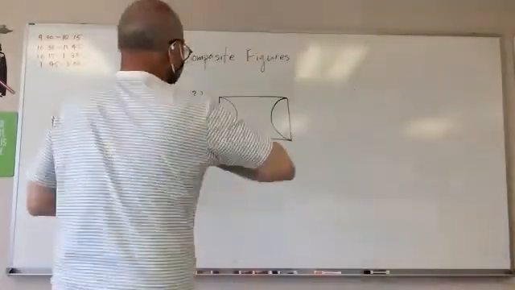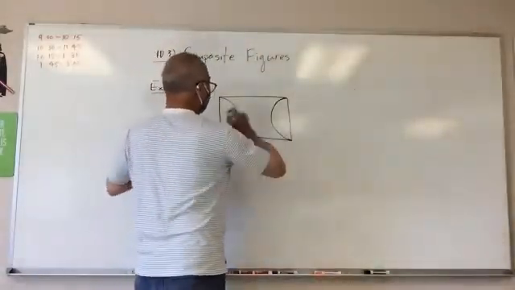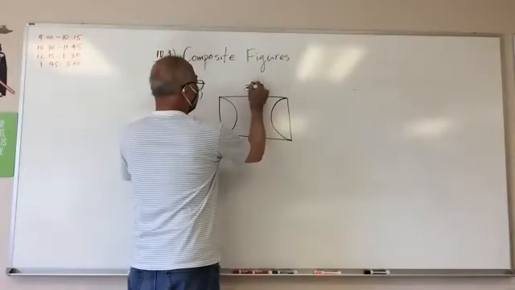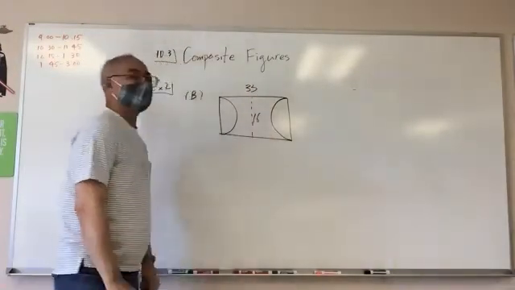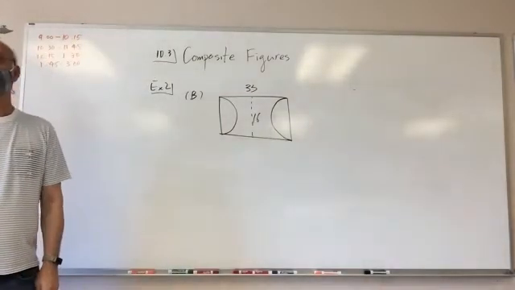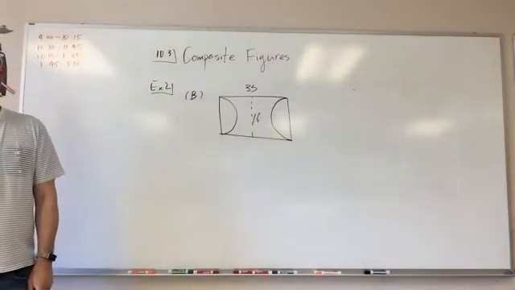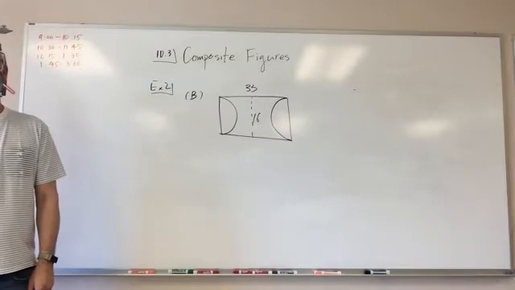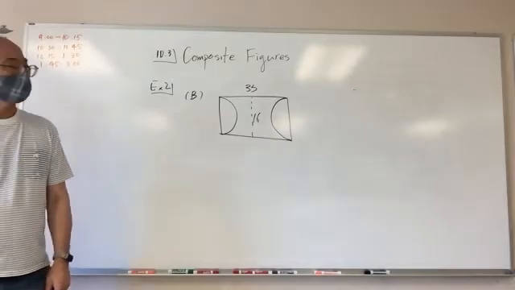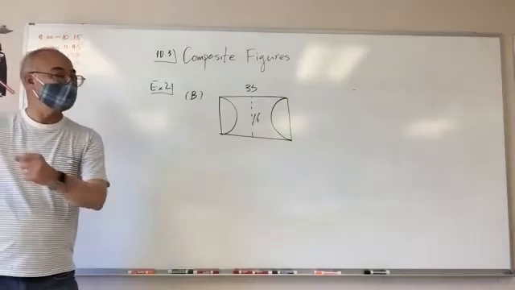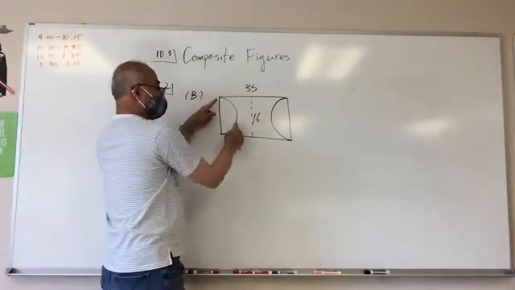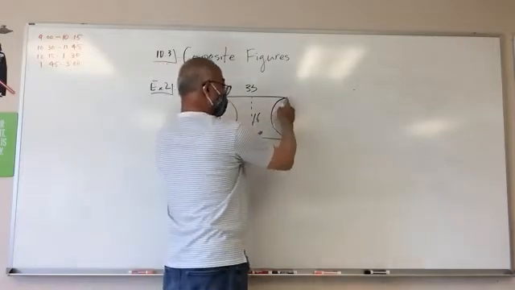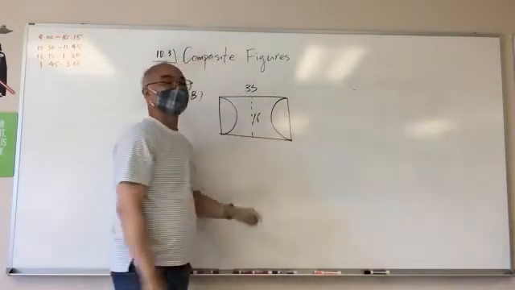33 and 16. So I have 33, 16. How would I figure this out? Anybody? So I would take this rectangle, right? I'd have to subtract out this semicircle and this semicircle, correct?